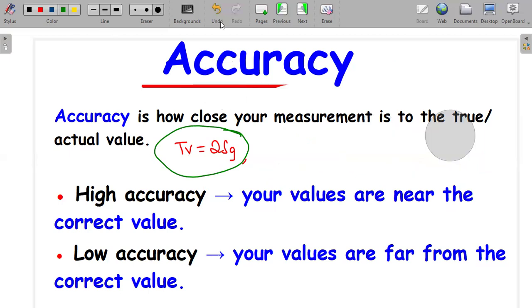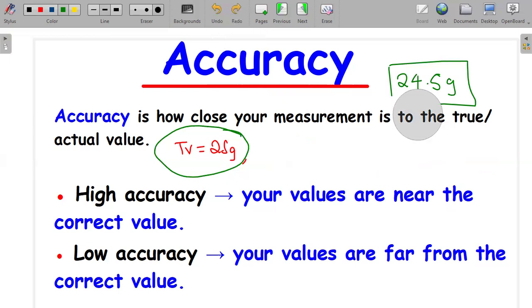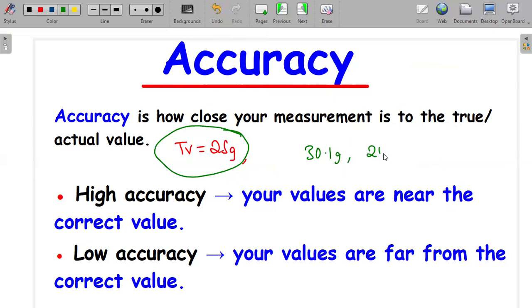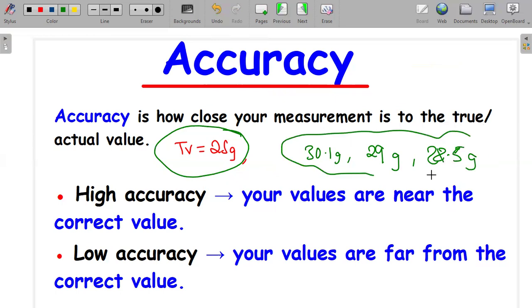In another case, you may find that they are not accurate. For example, let me erase this. Say my measurements after I do the experiment 3 times are 30.1 grams, 29 grams, and 28.5 grams. These are my three measurements from my three experiments. I'm just going to add them: 30.1 plus 29 plus 28.5. Then I divide by 3. I'm going to find 29.5 grams.